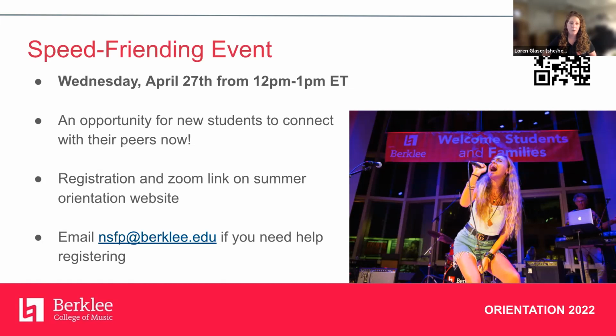And if you have any questions about what speed friending is and what the event will entail, or if you just need help registering, you can email us at nsfp@berkeley.edu, and that stands for New Student and Family Programs.